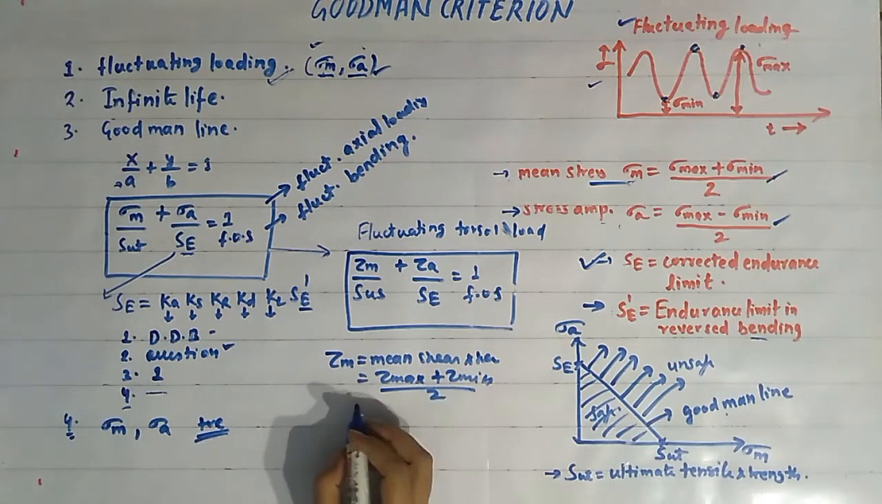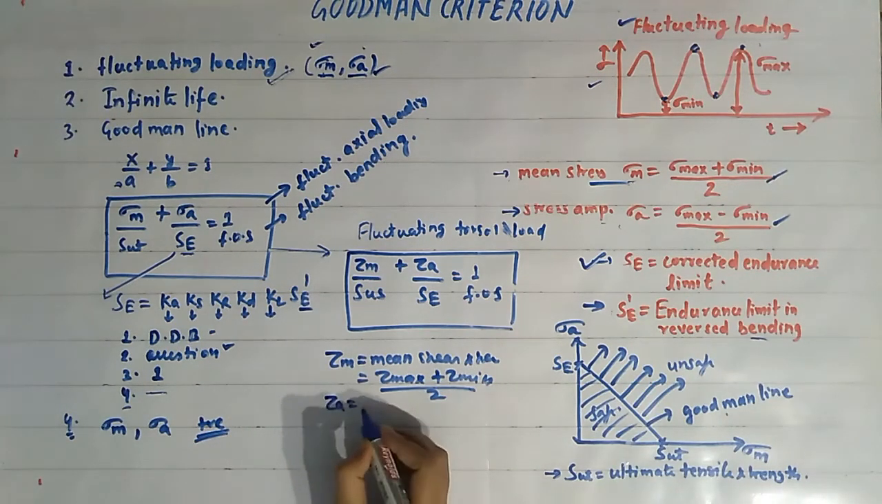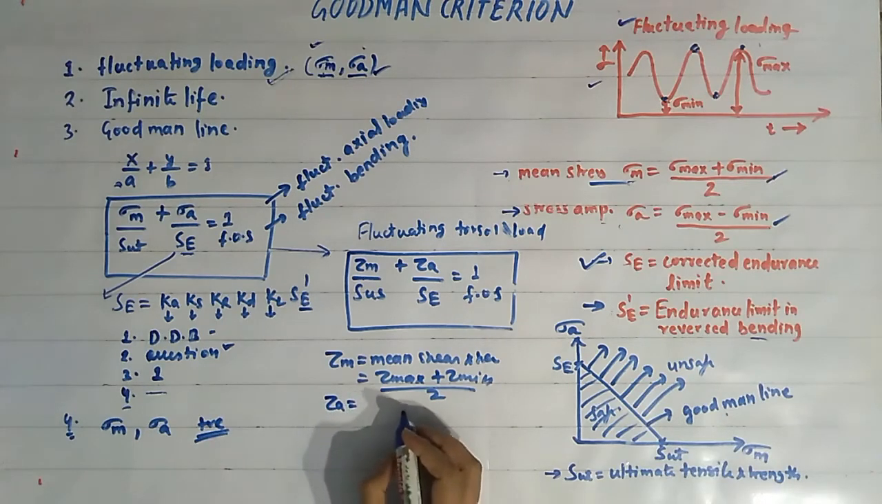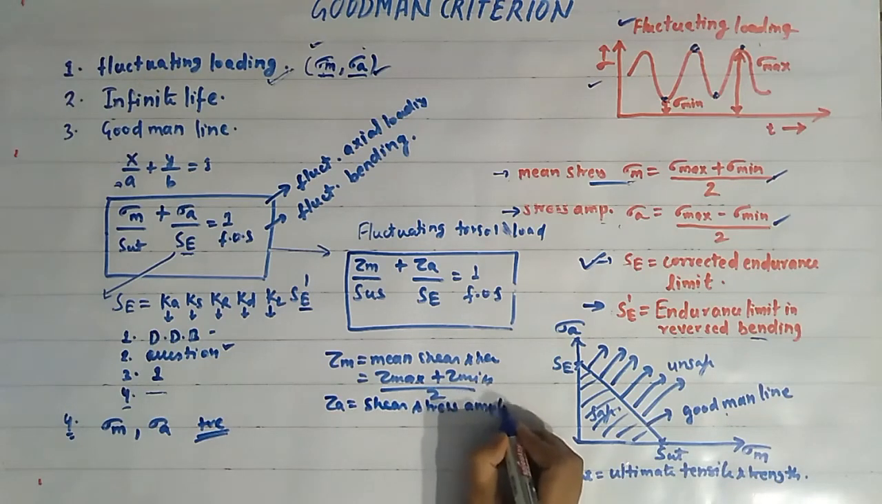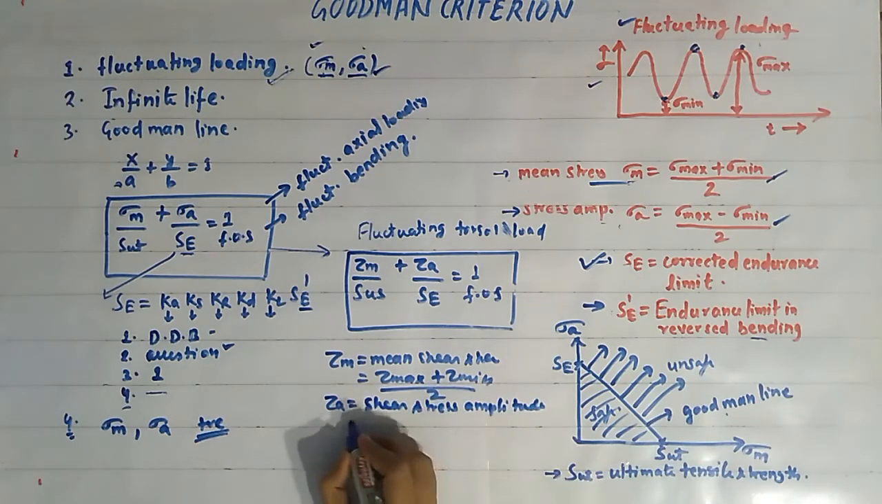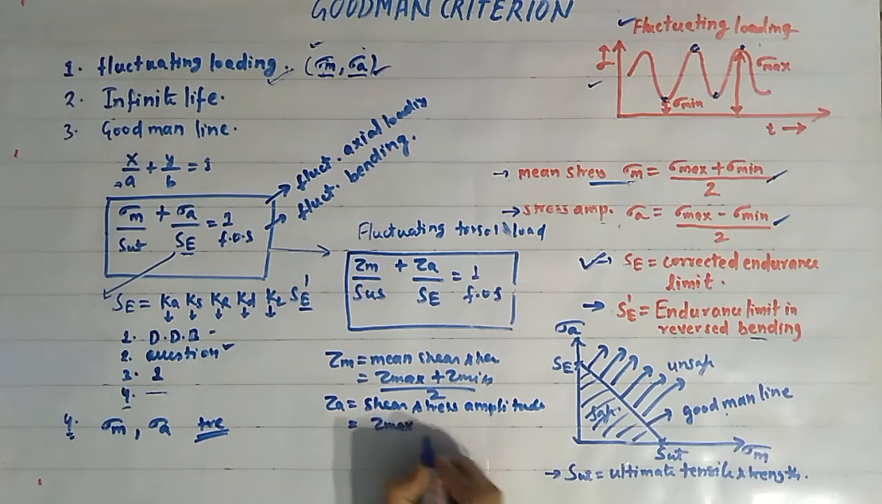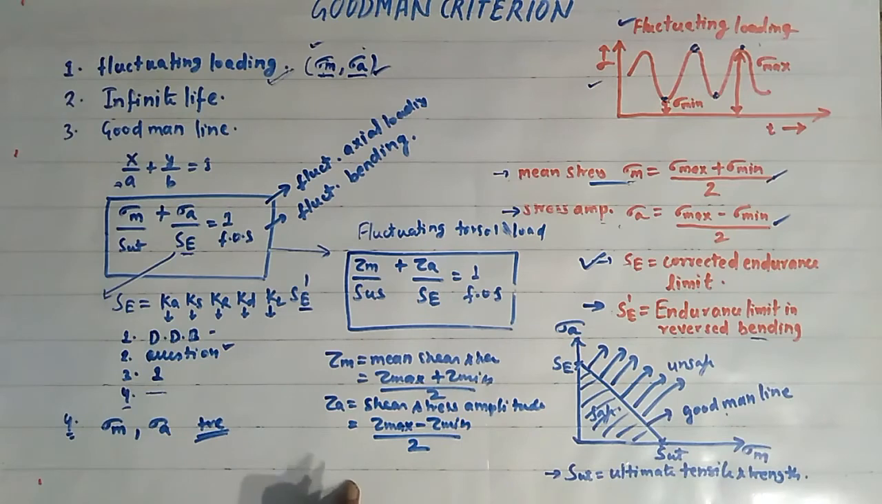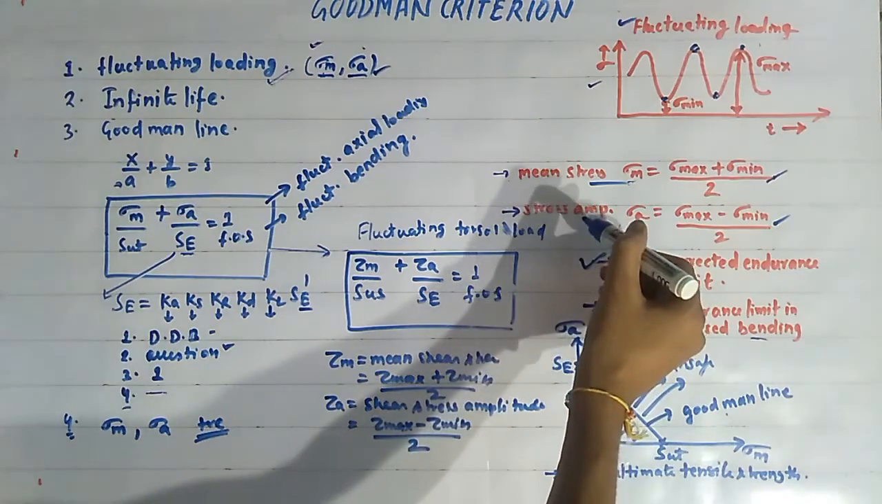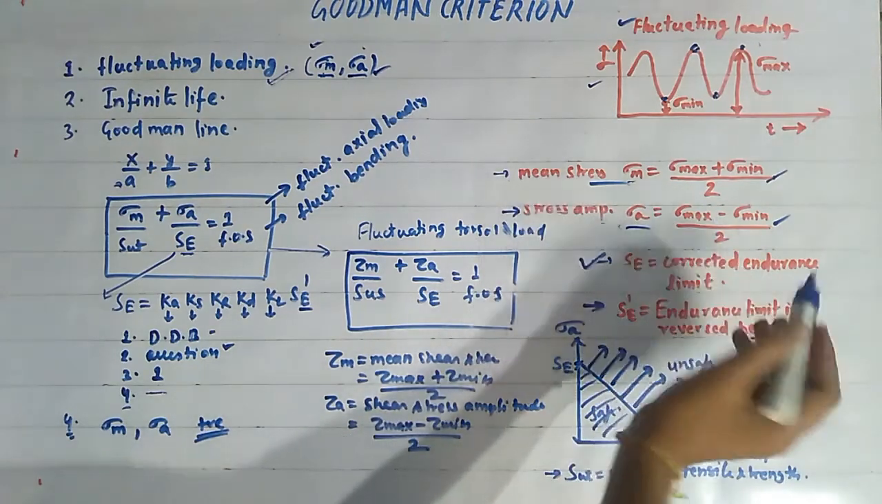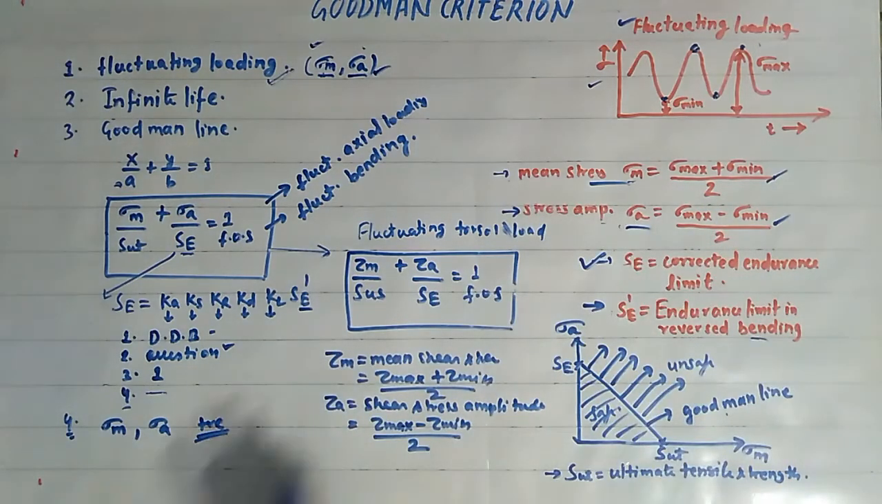Now friend, the next thing, tau a here is the shear stress amplitude, and it is given as tau max minus tau min divided by 2. So it can be easily seen that tau a can be found in the similar way as we have found out the stress amplitude sigma a. Okay, and the next thing is the SUS.